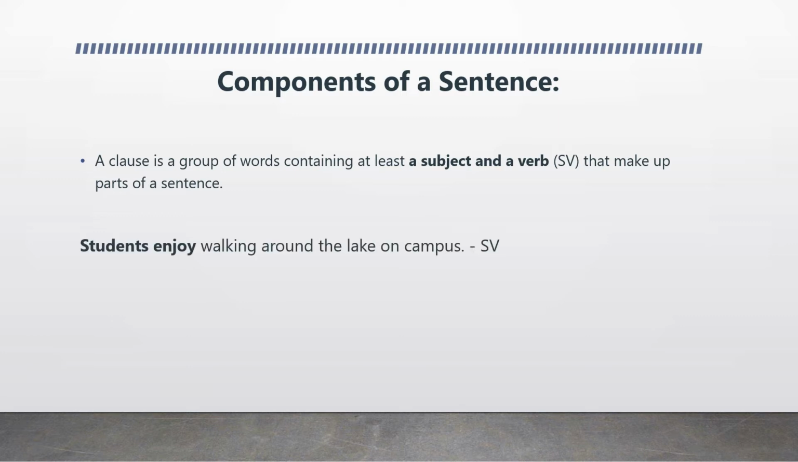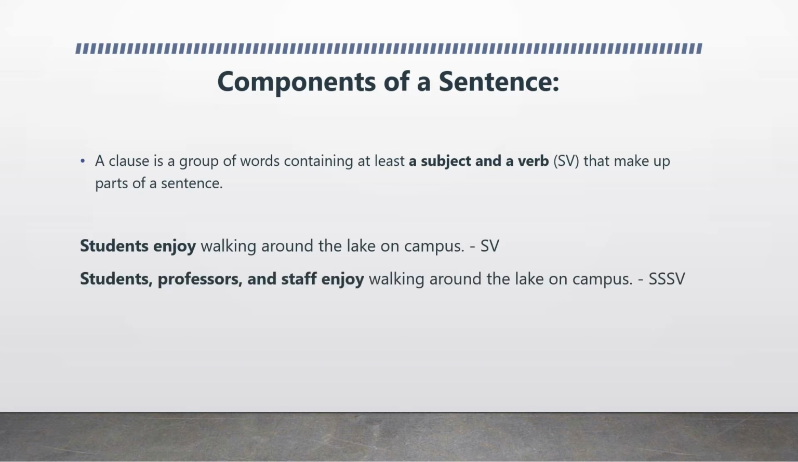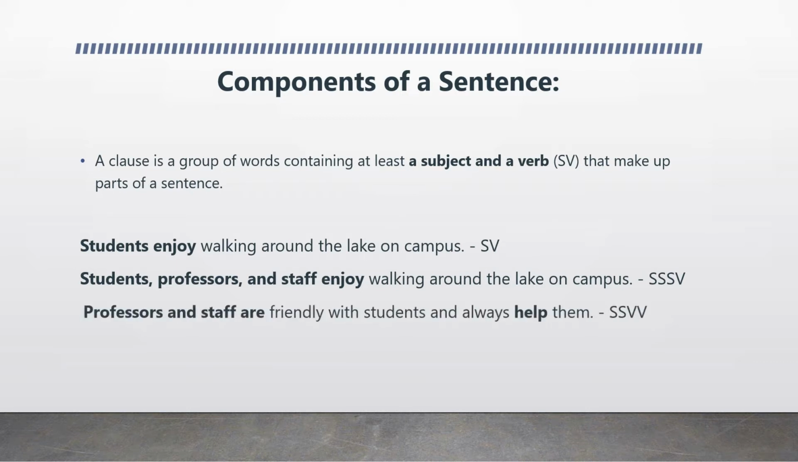Look at some examples. Students enjoy walking around the lake on campus. You have a subject and a verb. You can have more than one subject. Students, professors, and staff enjoy walking around the lake on campus. And you can have more than one subject and more than one verb in the sentence. Professors and staff are friendly with students and always help them. As long as you have one subject and one verb, you have a clause, therefore you can make a sentence.